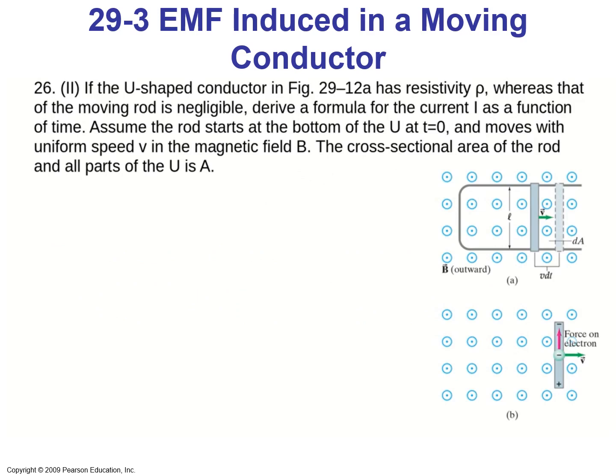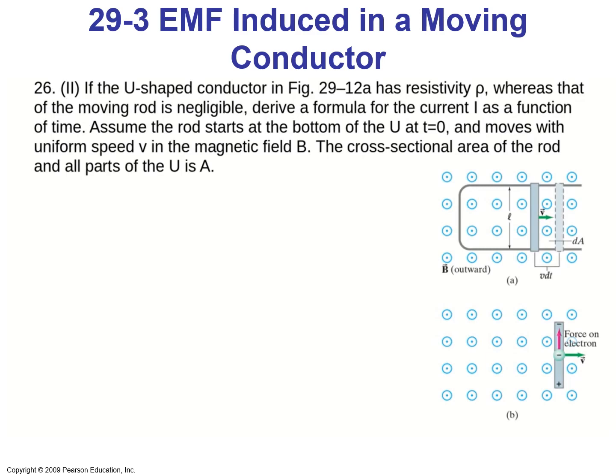Let's take a look at problem number 26 in the book as an example. If the U-shaped conductor in figure 29-12a, which is shown down here, has a resistivity ρ, whereas that of the moving rod is negligible, derive a formula for the current I as a function of time. Assume the rod starts at the bottom of the U at t equals 0 and moves with uniform speed v in the magnetic field B, which is pointing outward from the page. The cross-sectional area of the rod and all parts of the U is A.